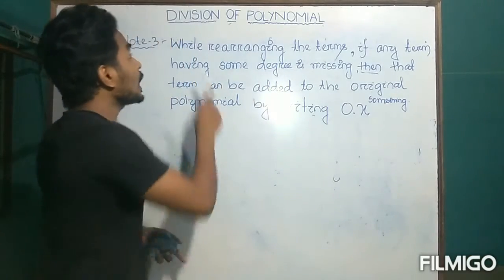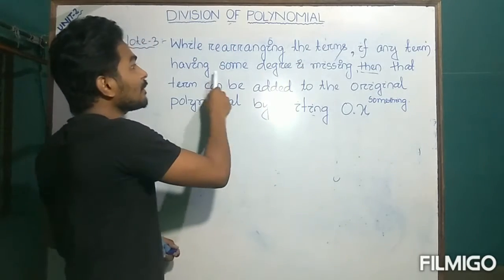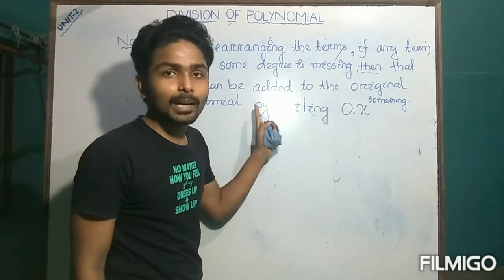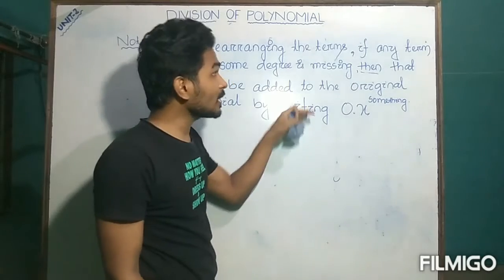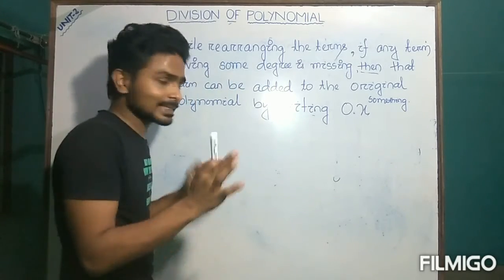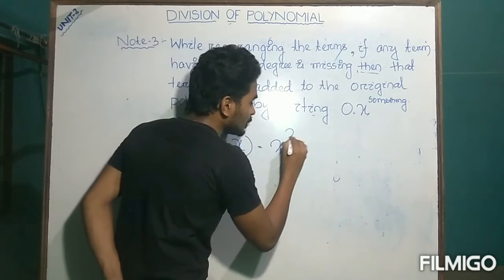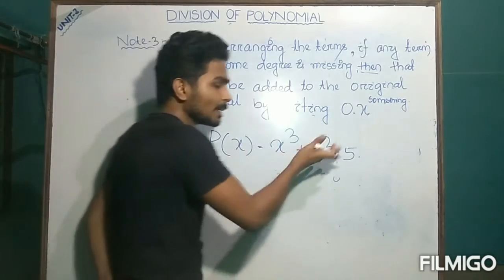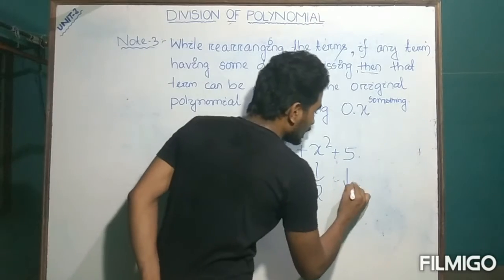Clear? Coming to the third point, the third point says that while rearranging the terms of a polynomial, if any term having some degree is missing, then that term can be added to the original polynomial by writing 0 into x to the power something. Okay, it is a very long definition. You can understand it by taking an example. Suppose I am writing an example, p of x is equal to x to the power 3 plus x to the power 2, okay, plus 5. So it is a polynomial or dividend. Its power is 3, its power is 2, and its power is 0.